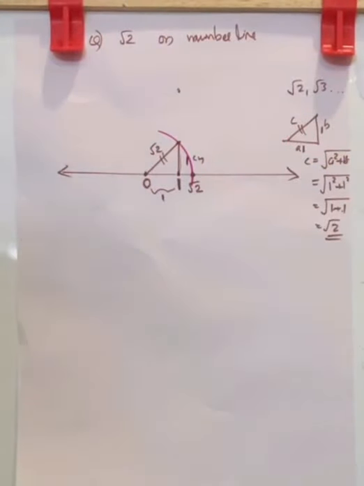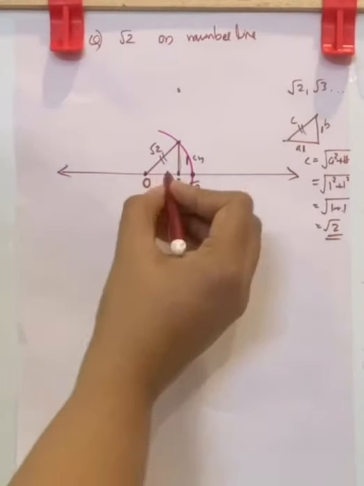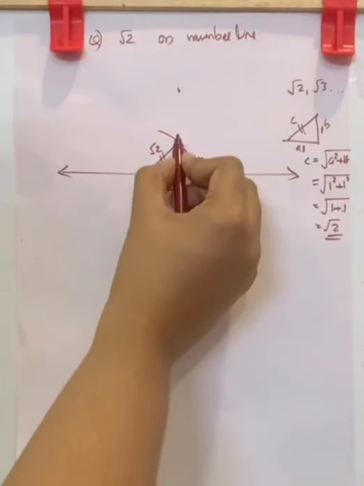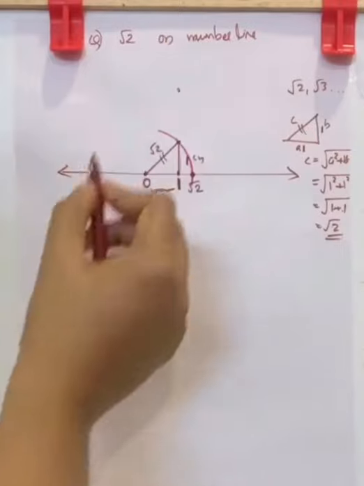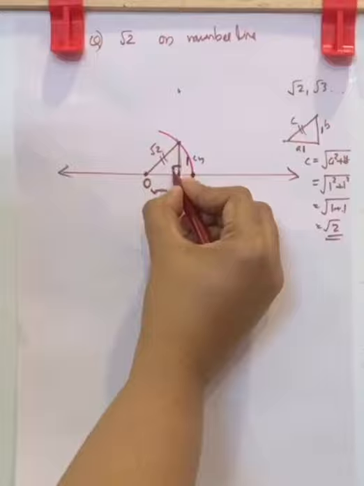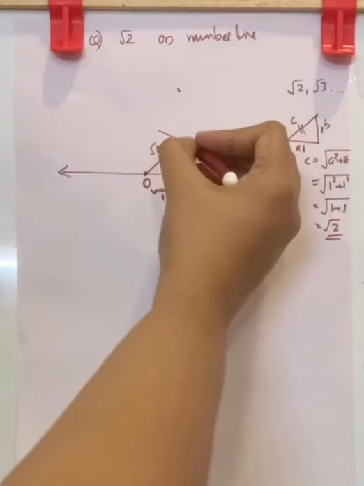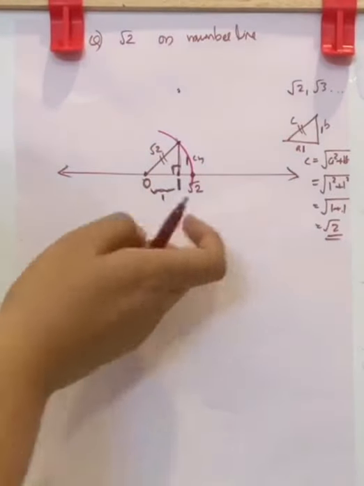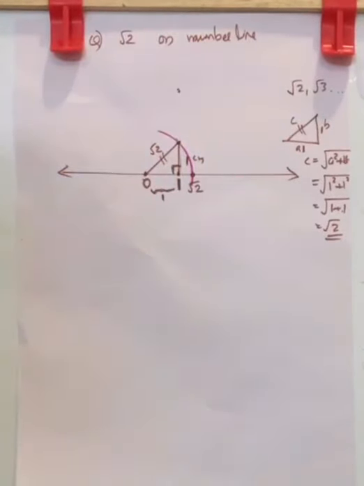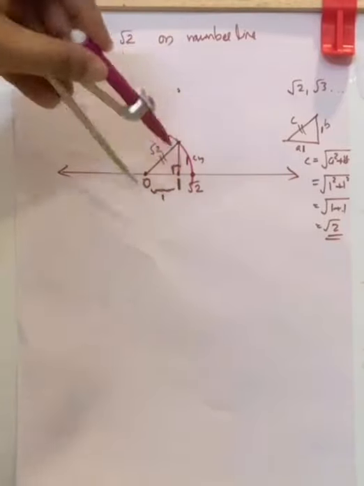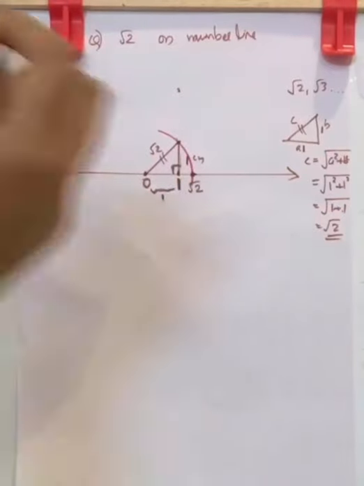Now to get root 3, what will you do? First, again you want to take 1 centimeter here. From that you will draw 1 centimeter upward, that is, taking the protractor, you want to draw it at 90 degrees. Then mark 1 centimeter here. Now join this with 0. Now take this as the radius and draw an arc here. Then the point touching the number line is root 2.